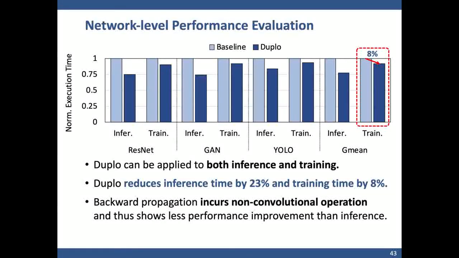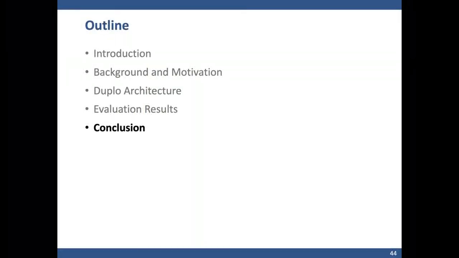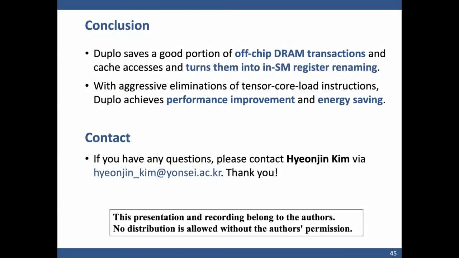Lastly, conclusion. In conclusion, Duplo saves a good portion of off-chip DRAM transactions and cache accesses, and turns them into in-SM register renaming. With aggressive elimination of tensor core load instructions, Duplo achieves 26% performance improvement and 34% energy saving on average.